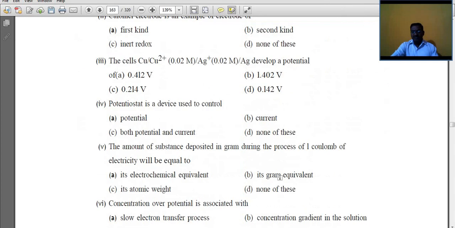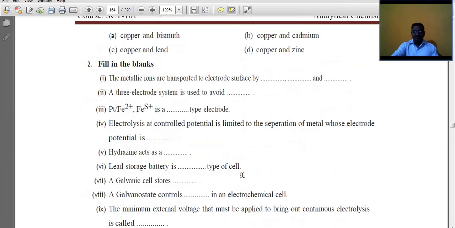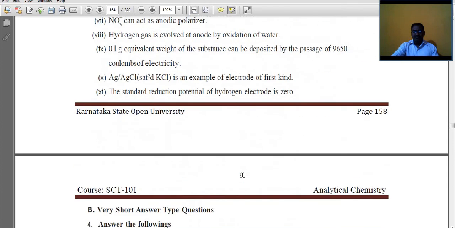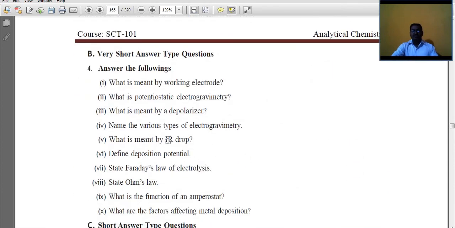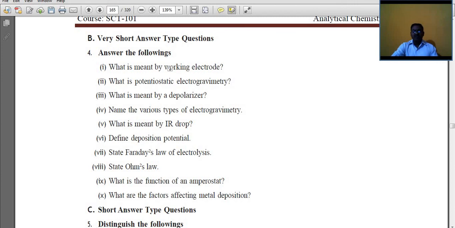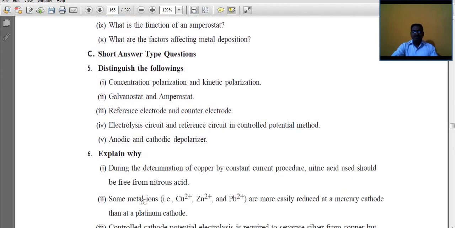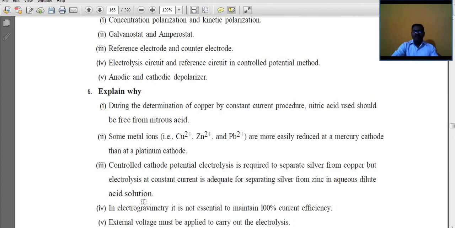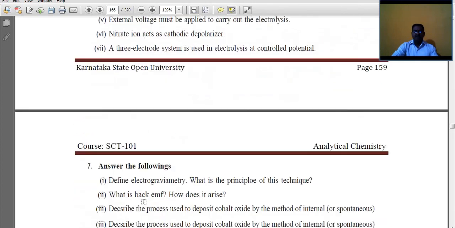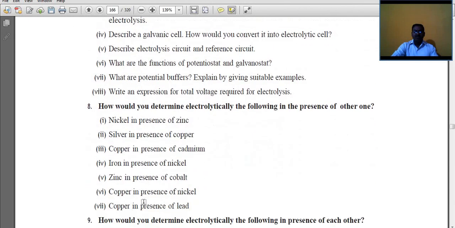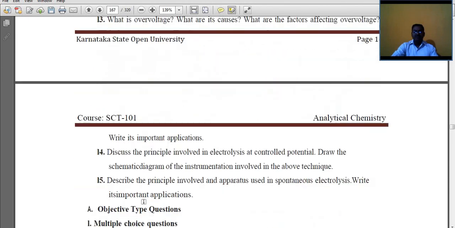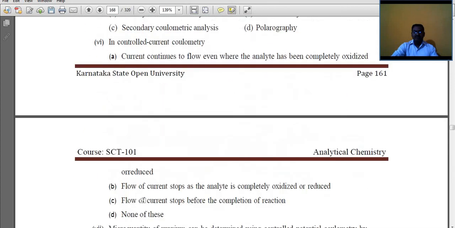These are all MCQ questions. No one will ask you MCQ questions in your examination. No fill in the blanks, no true or false. This is a very short answer type question. Just go through that: what is meant by working electrode, potentiostatic gravimetry, Faraday's law, Ohm's law, amperostat, and metal deposition. Short answer type questions: polarization, kinetic polarization, galvanostat, amperostat, reference electrode, counter electrode, and reasoning type questions and long answer type questions. Okay, these are all very important for your examination.